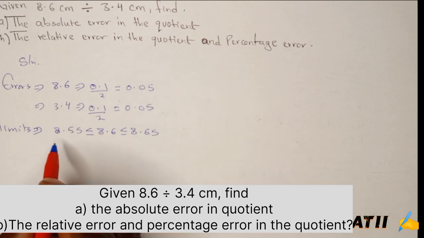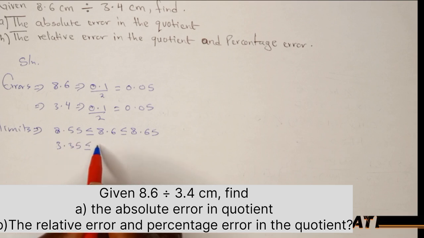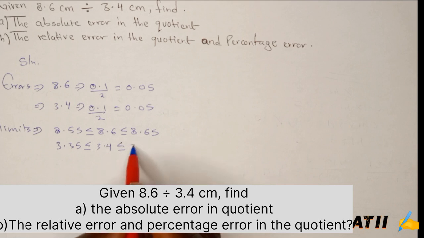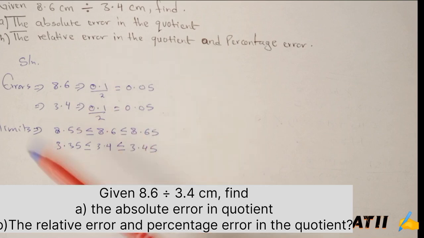Then for the second measurement, we are going to have the lower limit as 3.35. Then we have 3.4, then 3.45. So these are the limits of these two measurements. For 8.6, the lower limit and the upper limit; for 3.4, the lower limit and the upper limit. From there, put these limits on a number line.